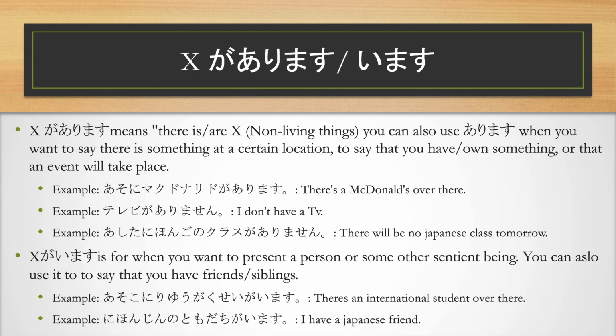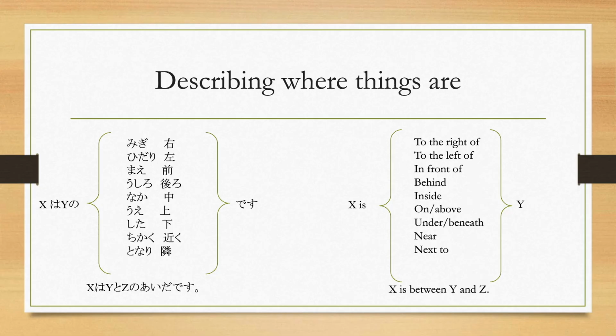Nihonjin no tomodachi imasu. I have a Japanese friend. So those are the two ways you can use arimasu and imasu. So this is another way to describe where things are. This is the grammar point for the location words we just learned.